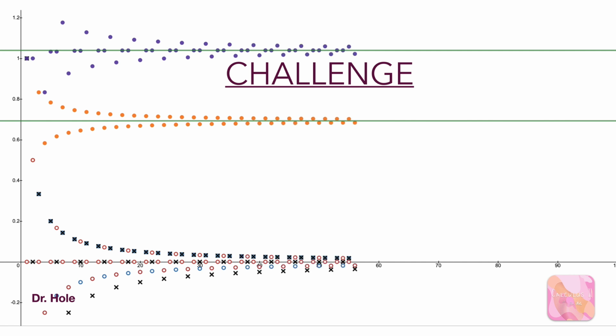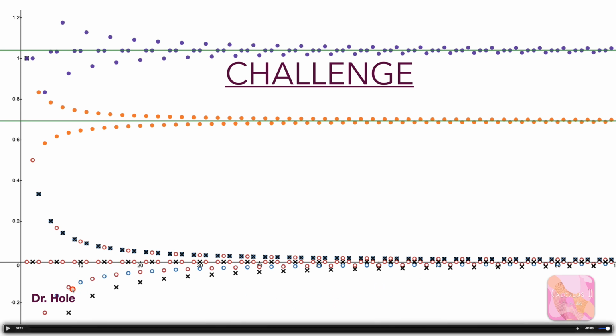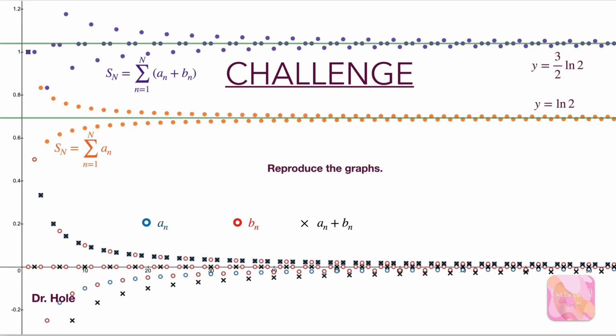So the purple dots are converging to some value given by the green horizontal line. The orange dots likewise converge to a separate value given by the second green horizontal line. And then the red dots, blue dots, and black x's are all asymptotic to 0. Okay. So these quantities correspond with the alternating harmonic series and the rearrangement example that we just did.